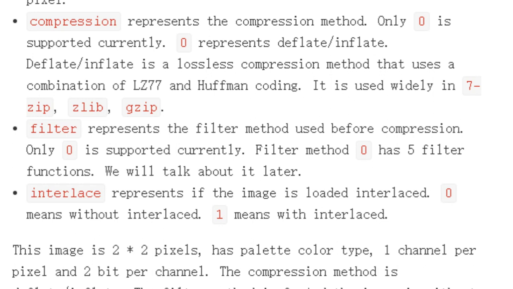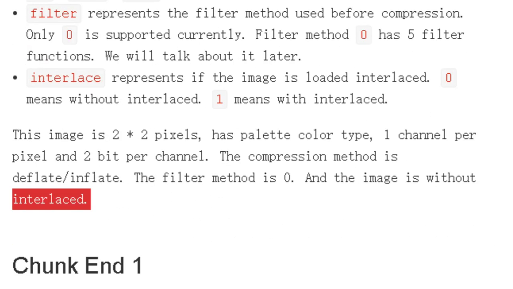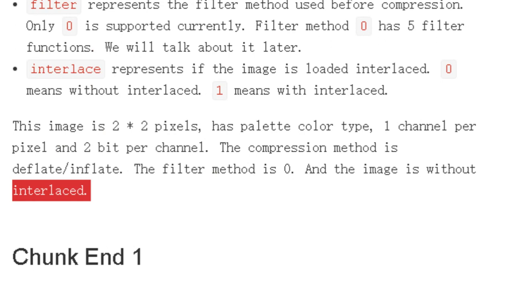Filter represents the filter method used before compression. Only 0 is supported currently. Filter method 0 has 5 filter functions. We will talk about it later. Interlace represents if the image is loaded interlaced. 0 means without interlaced, 1 means with interlaced.